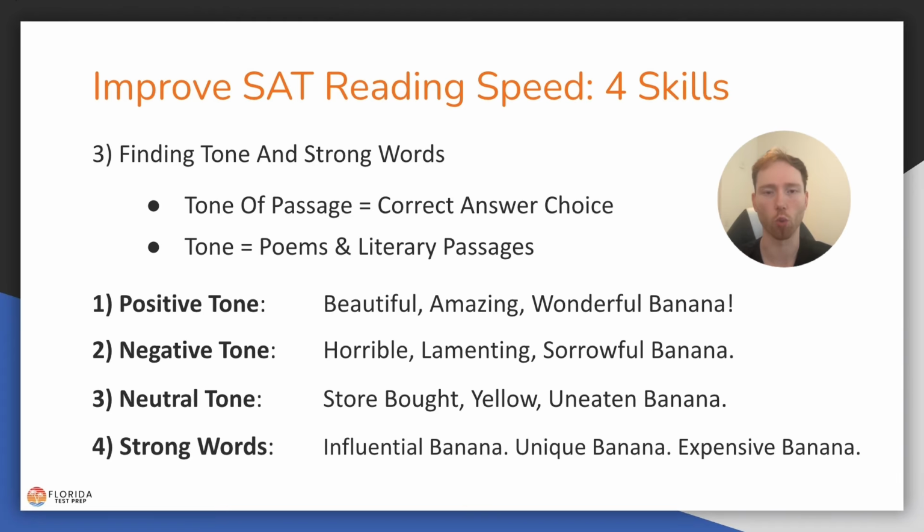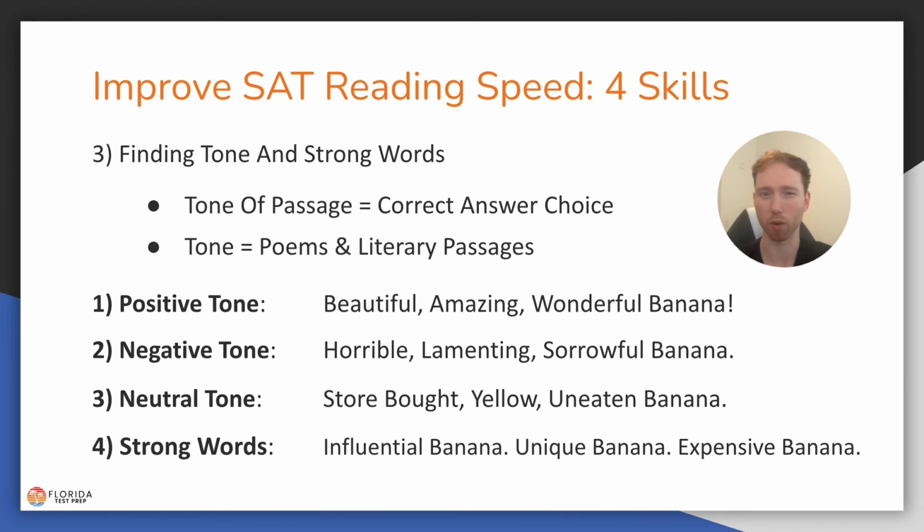Last, we have strong words. These are important. While they don't have tone, they change my idea about the banana. So strong words will change your idea or image of a noun, idea, etc. that's mentioned in the passage. Here's an example. It's not just a banana, it's an influential banana. Not good or bad, it can be a good influence or a bad influence, but it's an influential banana.